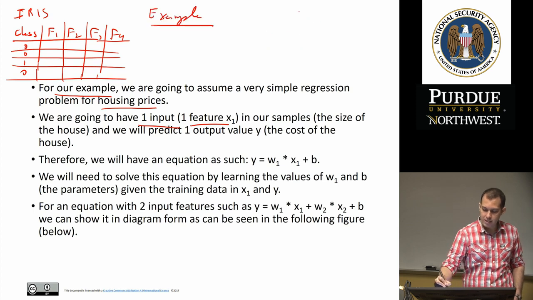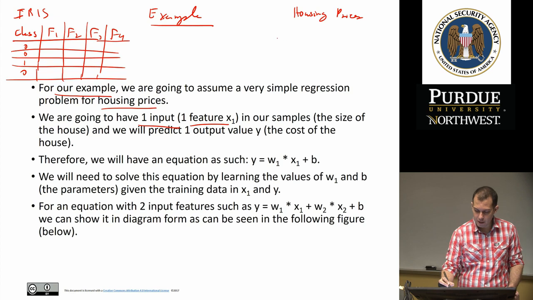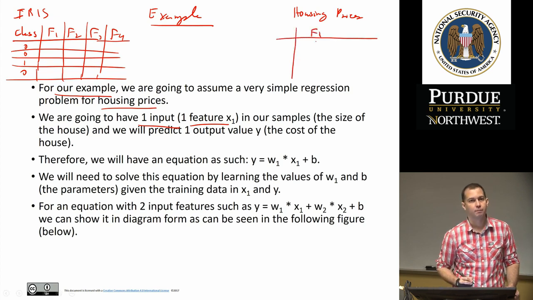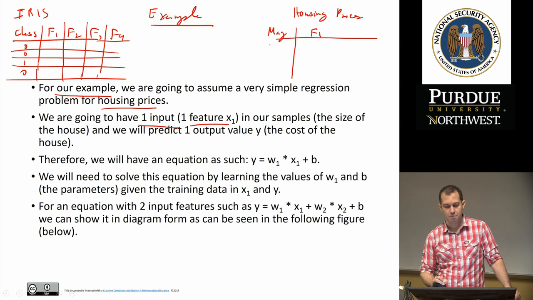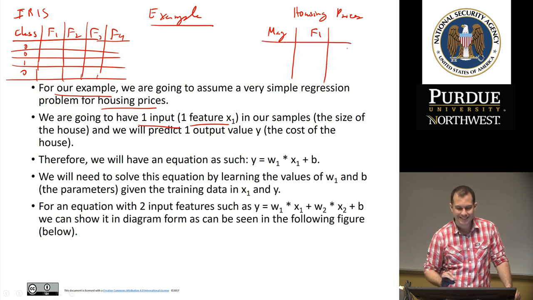So this example, housing prices, will just look like this. It will only have one feature, F1, and it will only have one value here, but it's not going to be a class. Instead, it's going to be a magnitude. So really, it's a very simple data set, right?